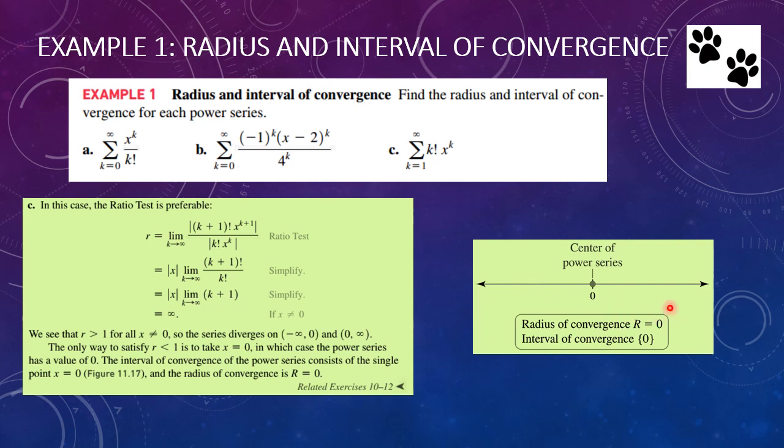The radius of convergence is 0 because a is equal to 0 and x is equal to 0 at that same point, so there is no distance between them.